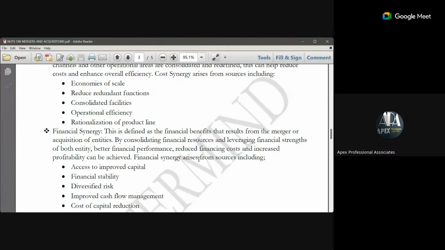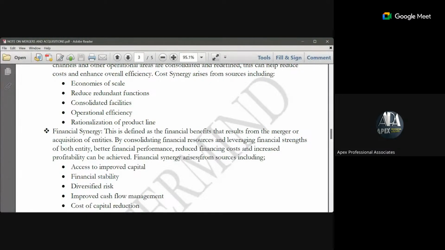Yes. So we also have financial synergy. This is defined as the financial benefit that results from the merger or acquisition of entities. So now we've talked about the revenue synergy, which is the benefits that has to do with revenue, that is increasing their income and their performances. So we talked about the cost synergy, which has to do with cost reduction. Now we want to talk about financial synergy. So financial synergy now has to do with financial benefits that the companies will derive as a result of the mergers and acquisition.